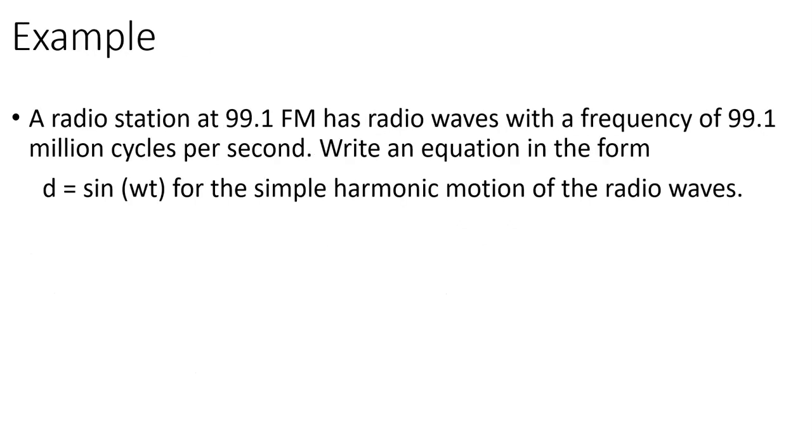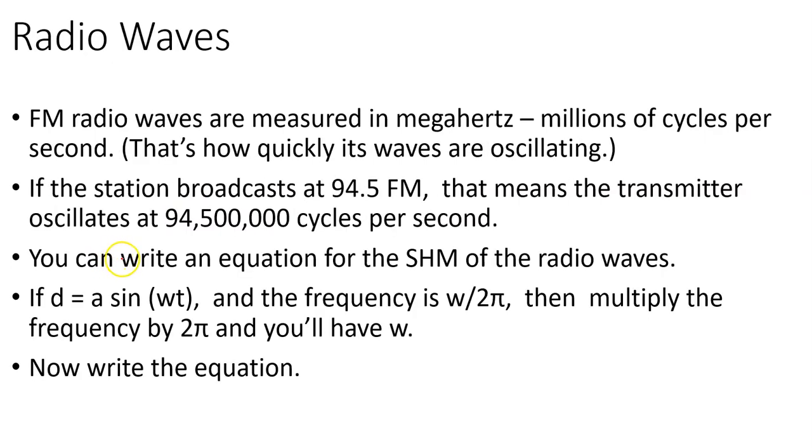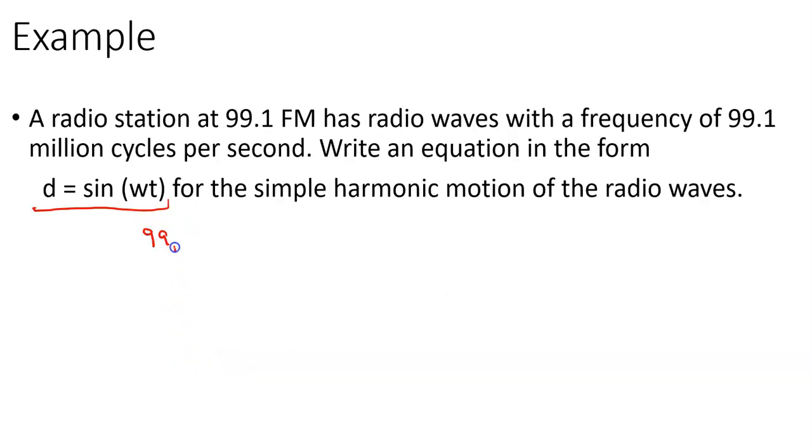So suppose there's a radio station, 99.1 FM. It's got radio waves with a frequency of 99.1 million cycles per second. So how do we write an equation for that? Well, first of all, we're going to use sine. So D equals the sine of some W value times T, simple harmonic motion of the radio waves. So how do we get that W? Well, this simply says multiply the frequency by 2 pi. So the frequency is going to be 99,100,000. So 99.1 million cycles per second, right? That's the megahertz part. Multiply this by 2 pi, and that's your W.